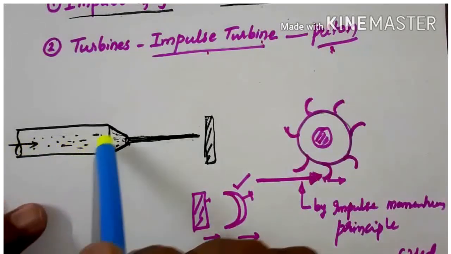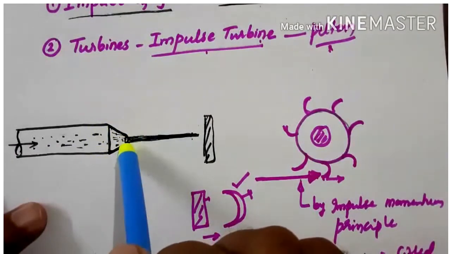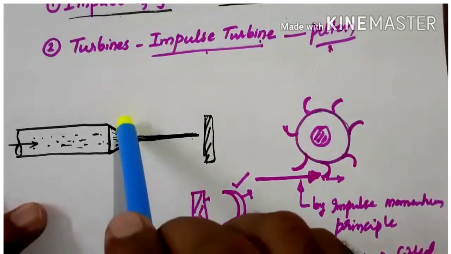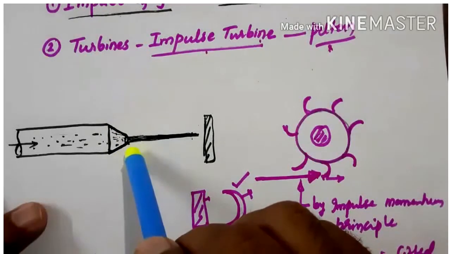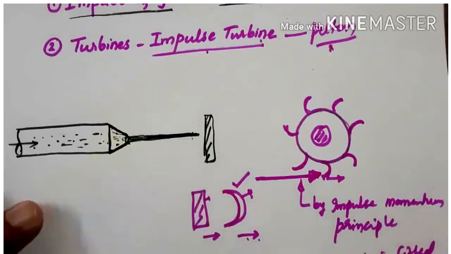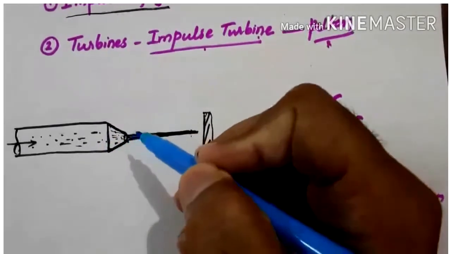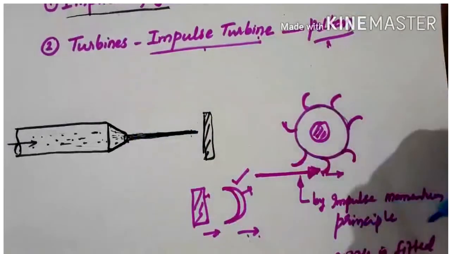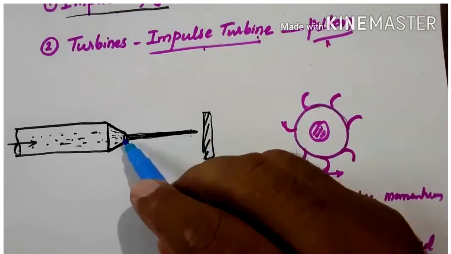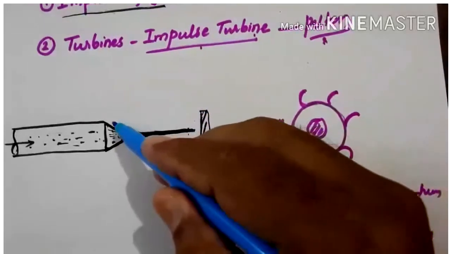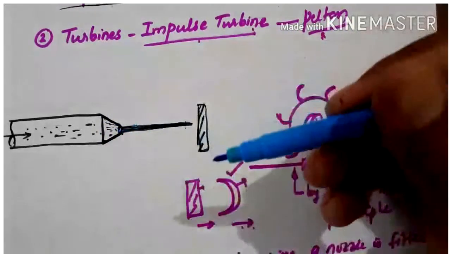In this pipe, if a nozzle has been fitted at the end of the pipe, what do you mean by nozzle? A nozzle is a tube of reducing cross section, like this. So when the liquid is coming out of the nozzle which is fitted at the end of the pipe, this nozzle has been fitted just to increase the kinetic energy of the fluid.